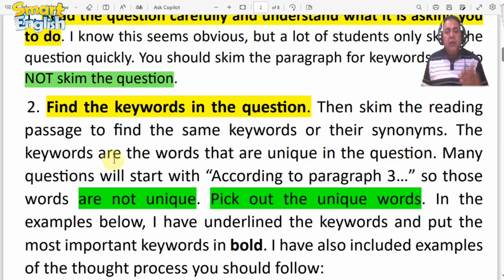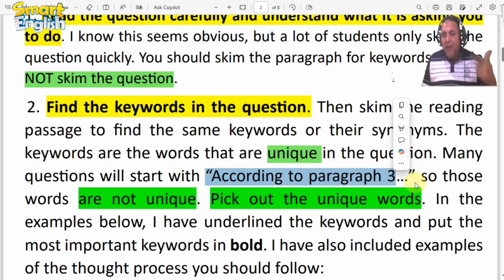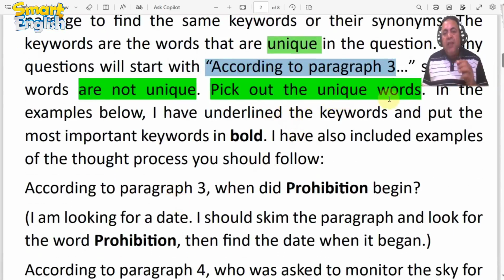The keywords are the words that are unique in the question, okay? Search for a unique word. Many questions will start with "according to paragraph number 3." So you have to understand that this is not a unique phrase. It will be repeated in every question. So don't pay attention to this phrase, okay? So these words are not unique. Pick out the unique words.